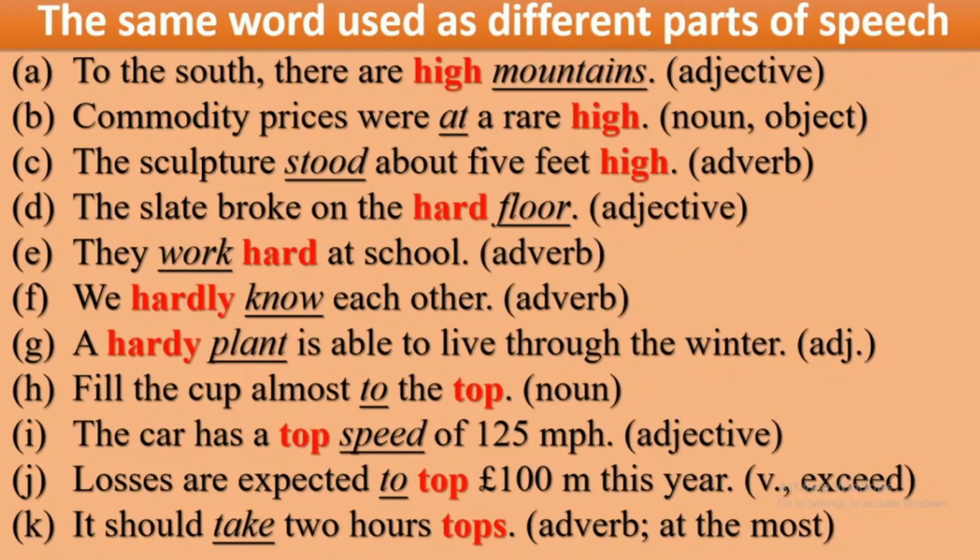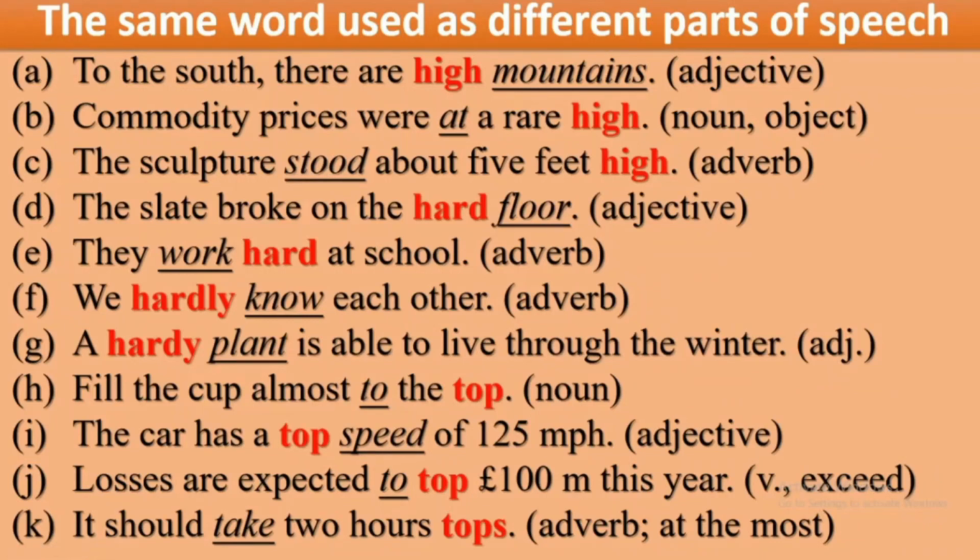So how are the mountains? These are high. Commodity prices were at a rare high. In this sentence, high is a noun because it has been used here as an object of the preposition at. The sculpture stood about 5 feet high. In this sentence, high is an adverb as it modifies the verb stood.